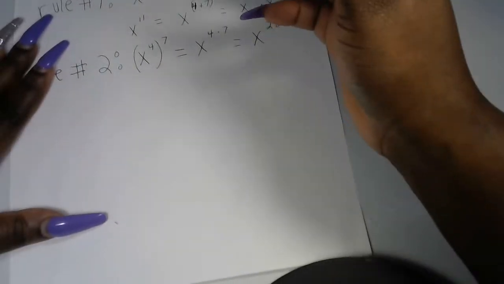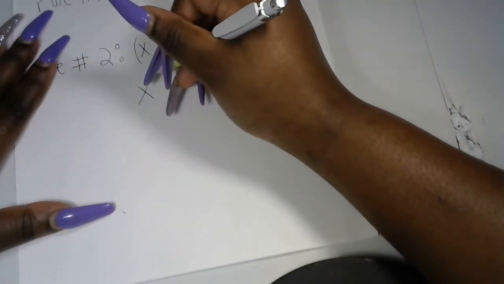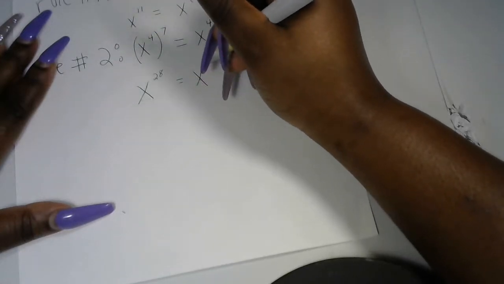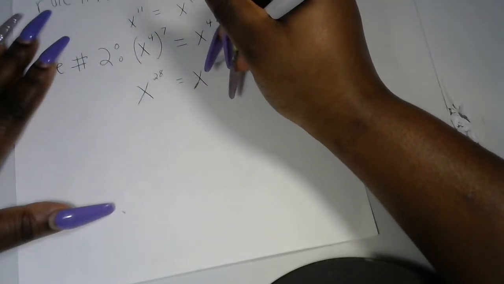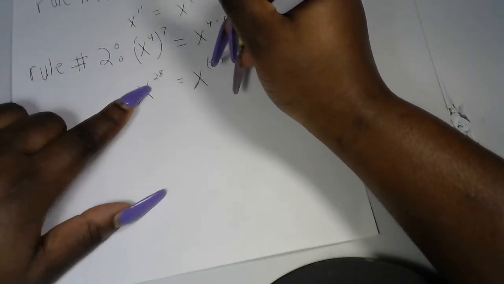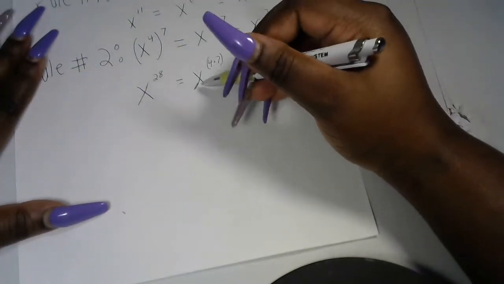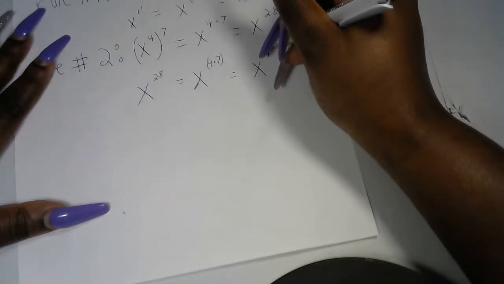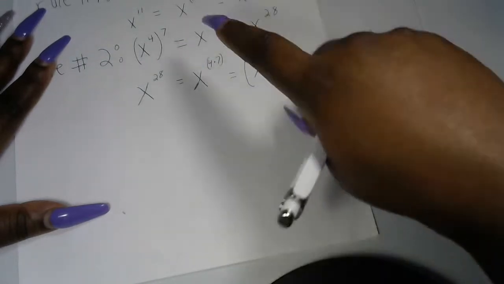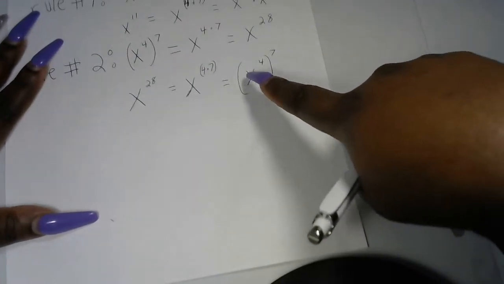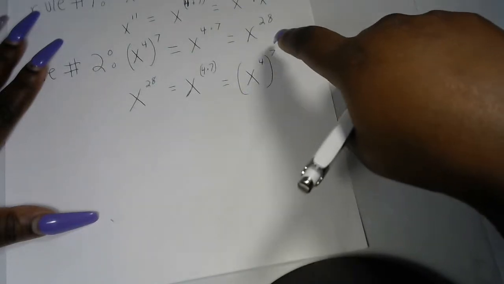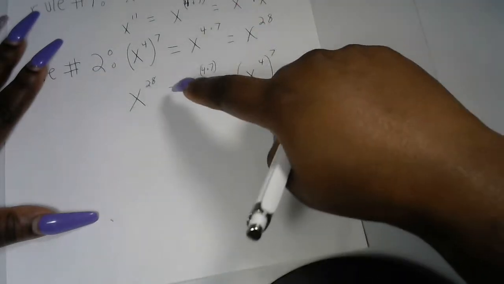Also, x to the 28th power, since 4 times 7 is equal to 28, can be broken down into x to the power of 4 times 7. And then this 4 times 7, if the exponents are multiplied, can be broken down into x to the 4th and all of that to the 7th power. So it can be broken down like this, to one term to that power and all of that to another power.